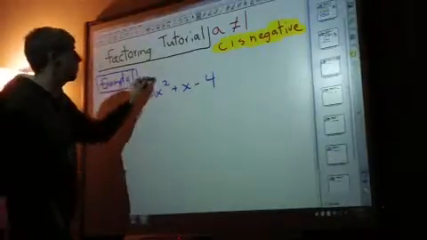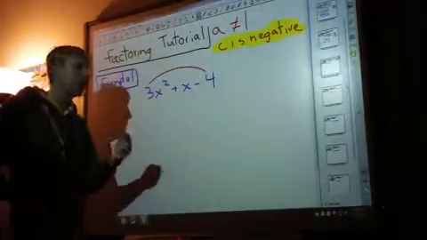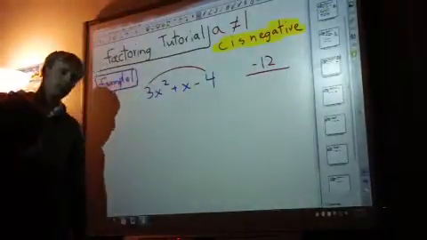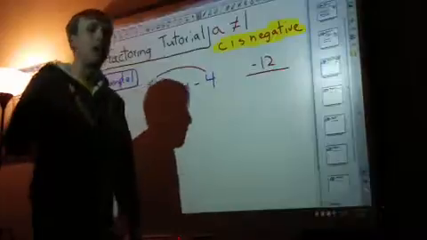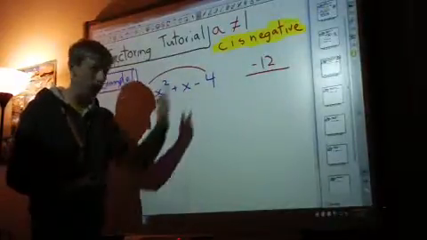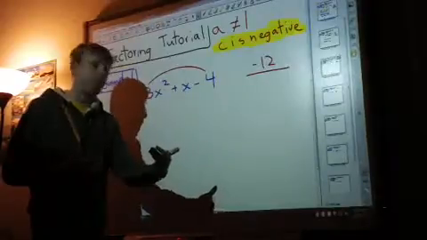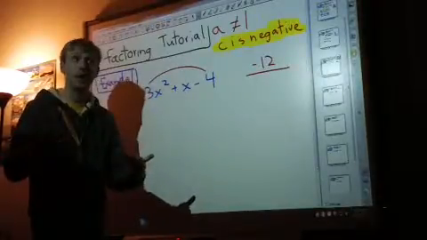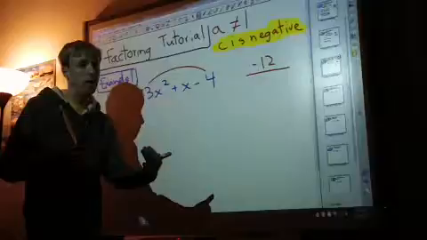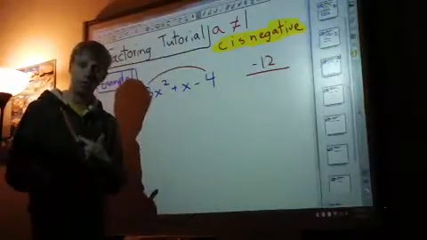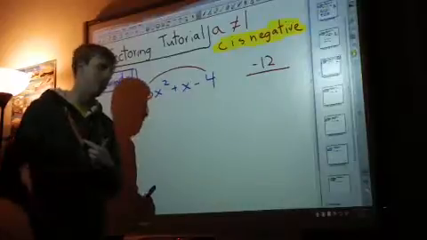So the first step, 3 times negative 4, which is negative 12. Now think about this, if I'm trying to find two numbers that multiply to a negative number, like this negative 12, one has to be positive, one has to be negative. Doesn't matter which one, I could do 6 and negative 2, or I could do negative 6 and positive 2. I just need one to be positive and one to be negative. That's where the difference is going to be.